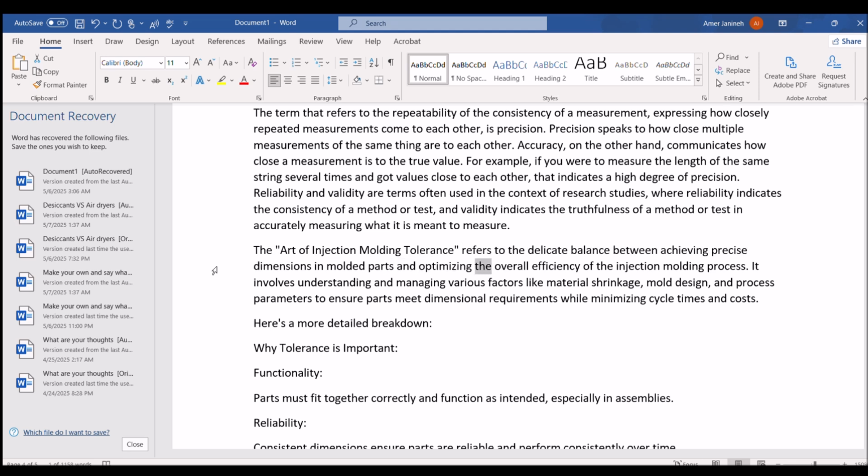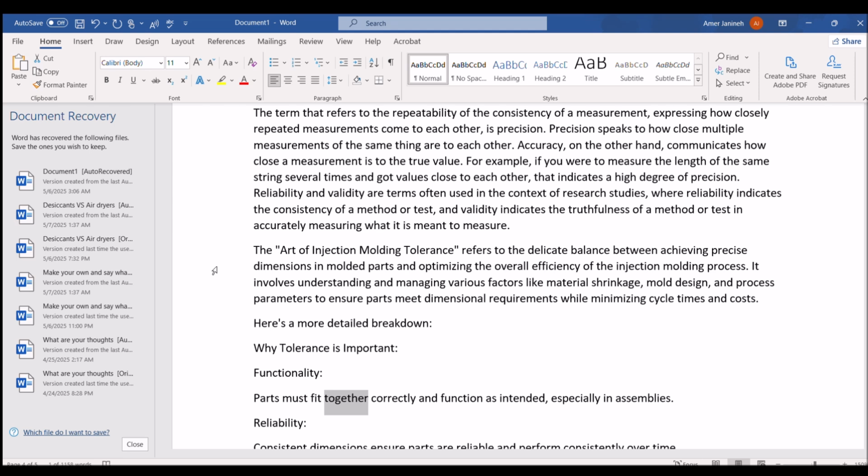and optimizing the overall efficiency of the injection molding process. It involves understanding and managing various factors like material shrinkage, mold design, and process parameters to ensure parts meet dimensional requirements while minimizing cycle times and costs. Here's a more detailed breakdown. Why tolerance is important. Functionality.